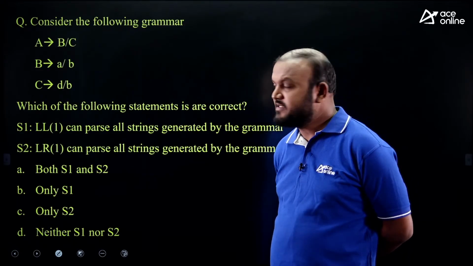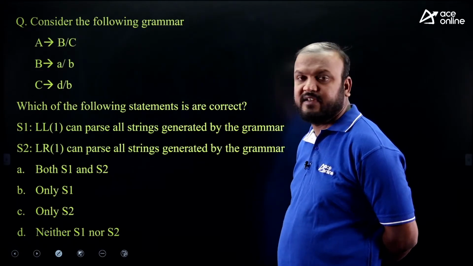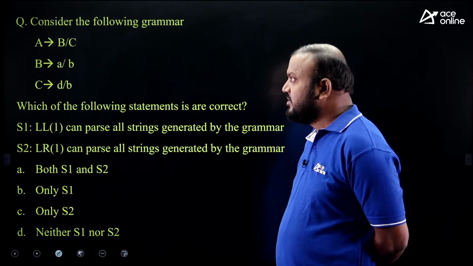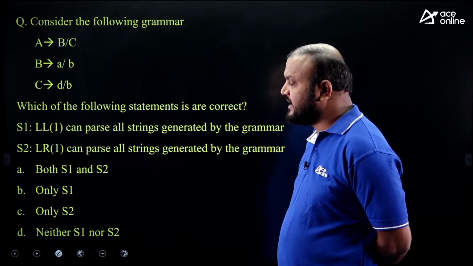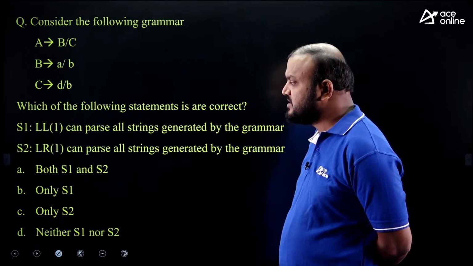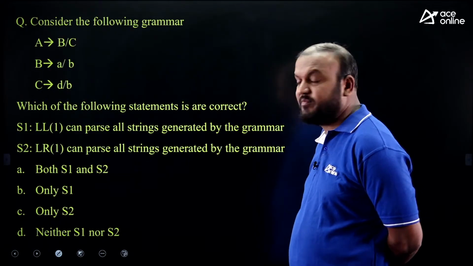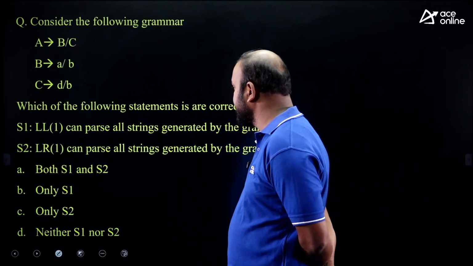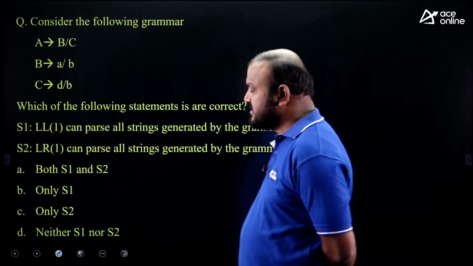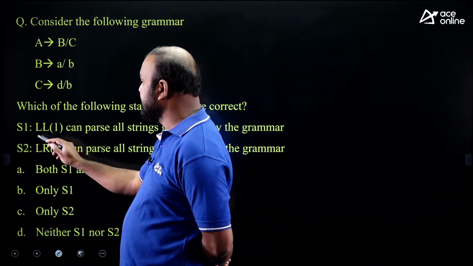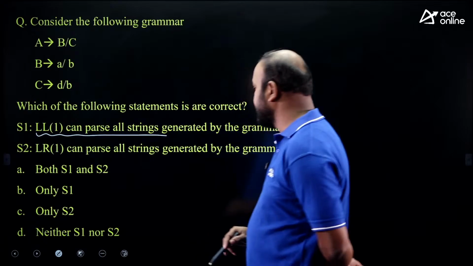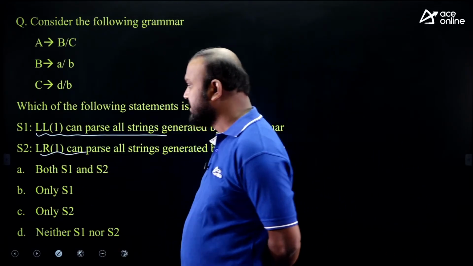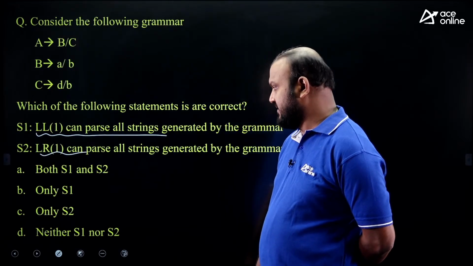Previously, questions were asked in this way: they gave a grammar and asked what type of grammar it is. But now, the way of asking the question is different, but it is the same kind of question. They have given some grammar, and the question is which of the following statements are correct. Statement 1 says LL of 1 can parse all strings generated by the grammar. LR of 1 can parse all strings generated by the grammar. LL of 1, LR of 1.